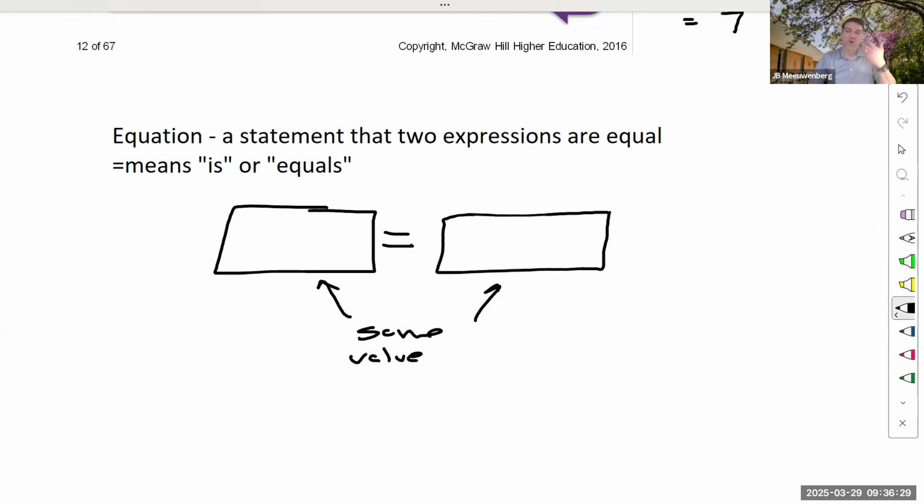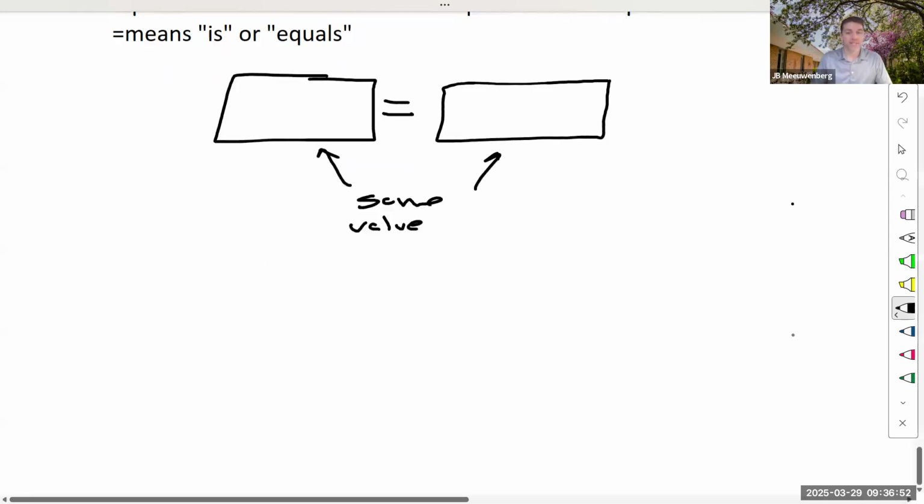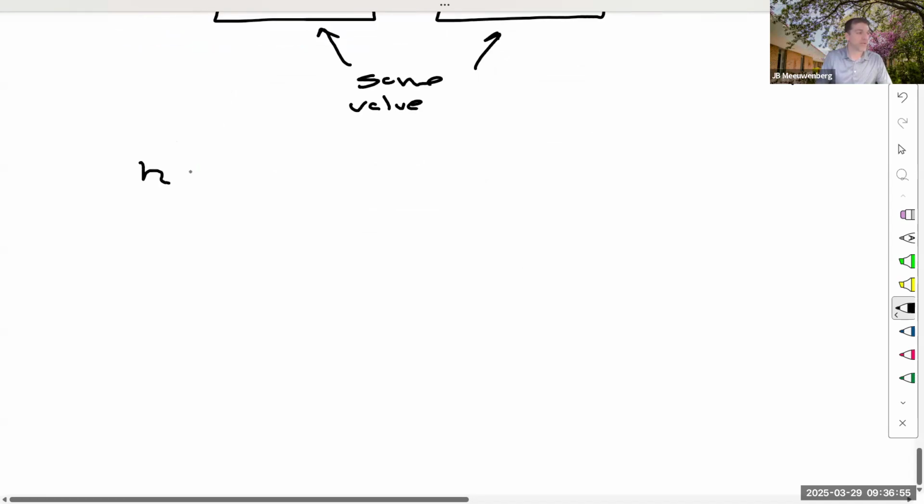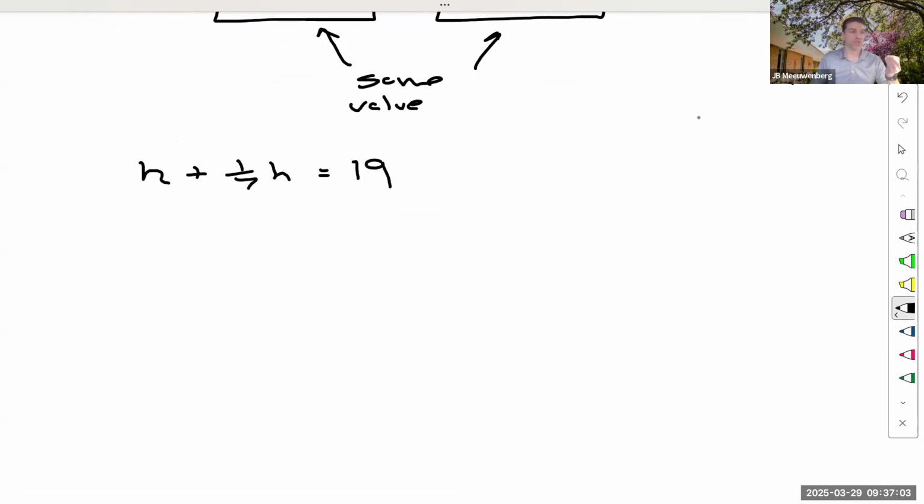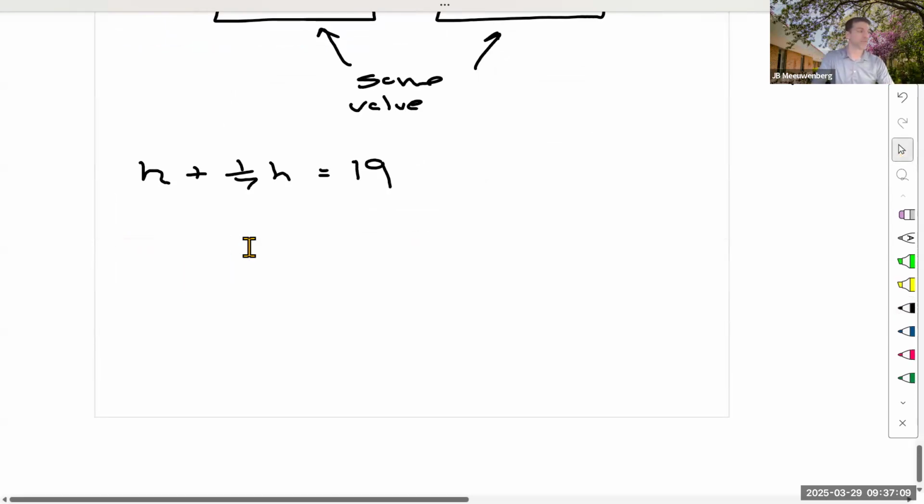But that's not really what our equal sign means in algebra. Our equal sign means that the things on both sides of it just have an equal value, right? They are equal to each other. It does not mean that one side is the answer or not, okay? It just means that the two things are equal to each other. And if we go back to that original equation that we looked at, h plus 1/7 h equals 19, one of the things we're going to do is solve the equation. And we're going to talk about what that means.